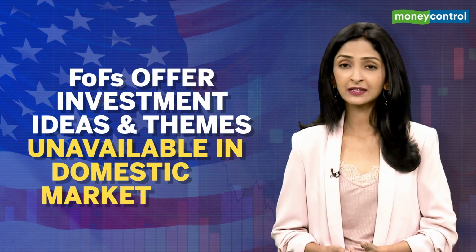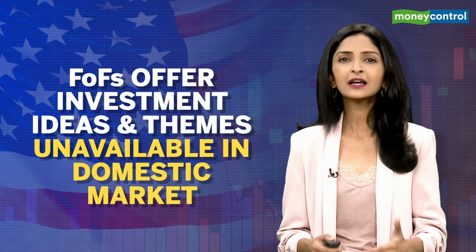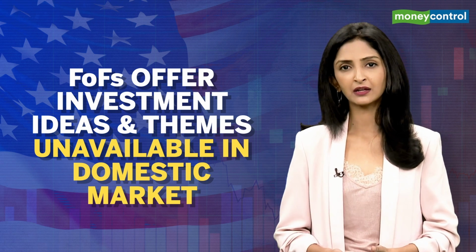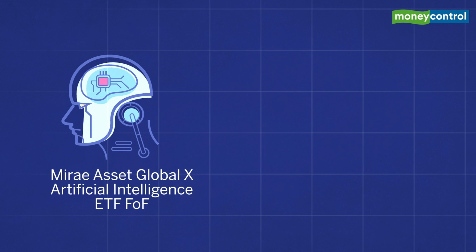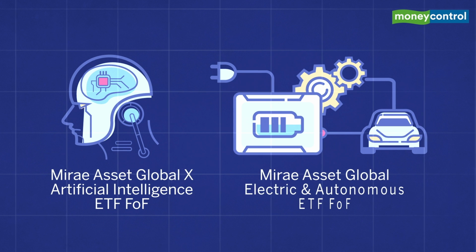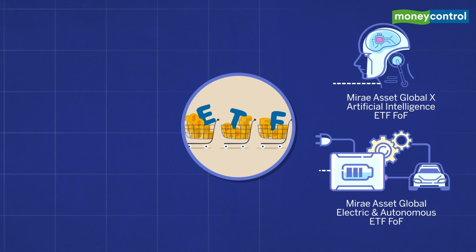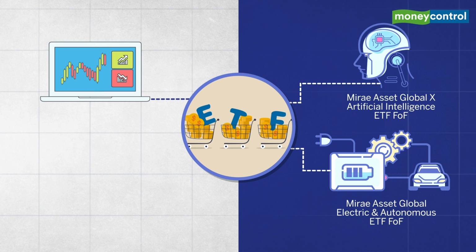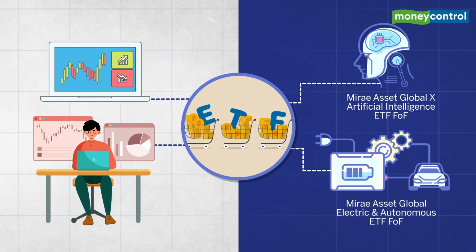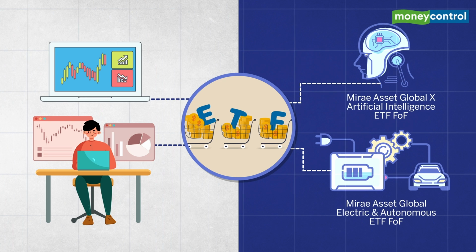Through such ETFs and other index funds, an FoF can offer investment ideas and themes that are not available in the domestic market. For example, Mirae MF has recently launched Mirae Asset Global X Artificial Intelligence ETF FoF and Mirae Asset Global Electric and Autonomous ETF FoF. Both these FoFs are investing in units of ETFs that are listed on overseas exchanges and give investors exposure to investment themes like artificial intelligence, EVs, and driverless vehicle technology.